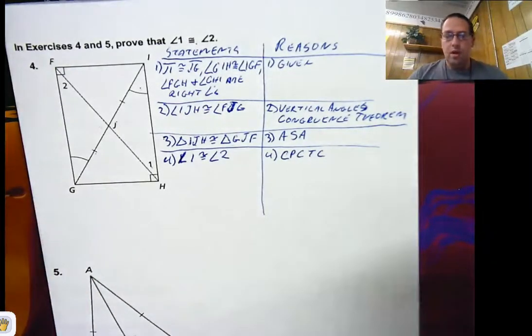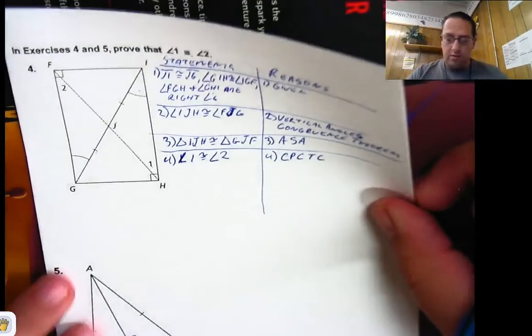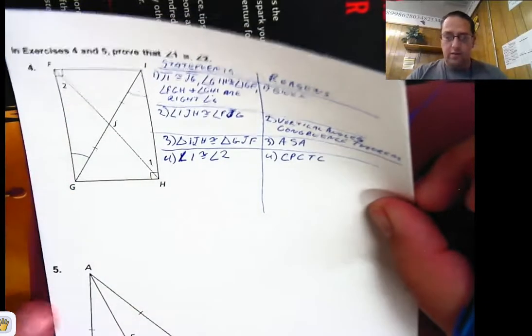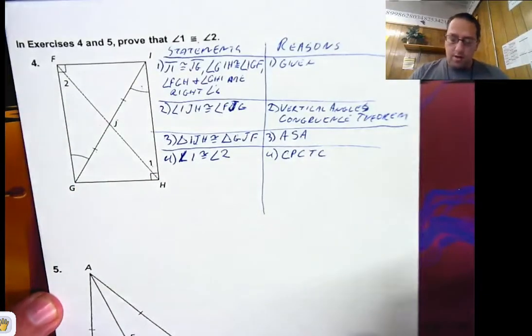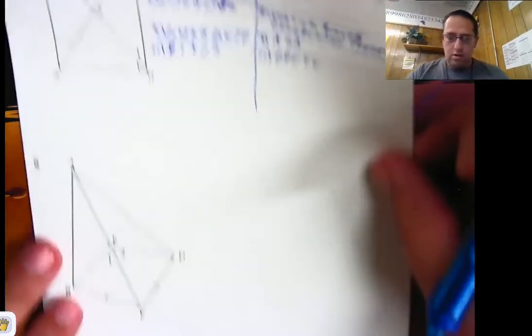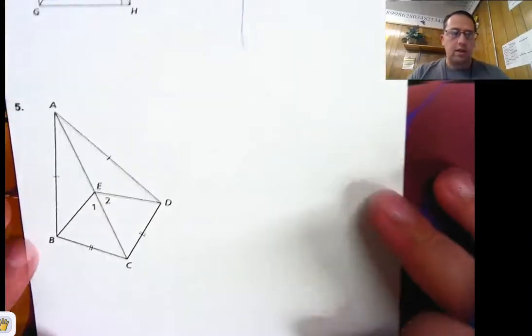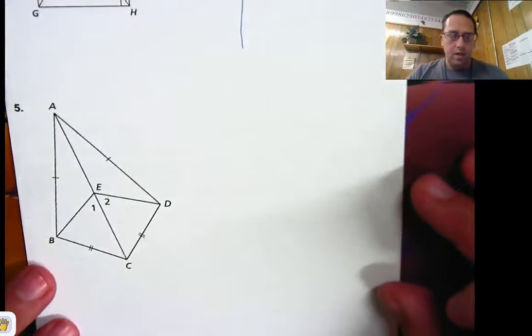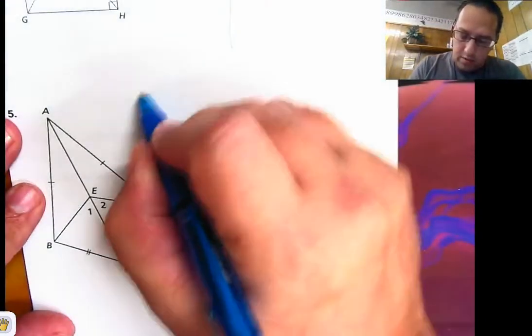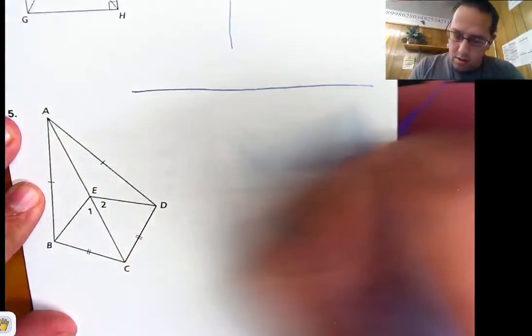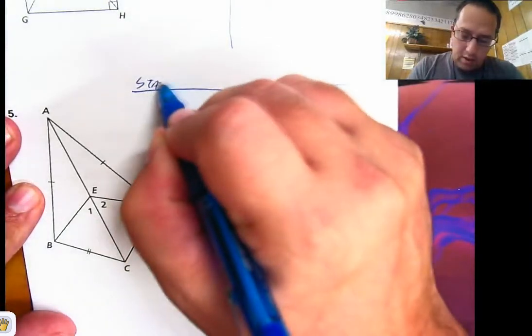Alright? That one wasn't too bad. It was a little bit weird because they threw this right angle stuff in there to try to mess us up. But it didn't work. Alright, let's take a look at number 5. Alright, let's go ahead and set my two columns up here. I have statements.